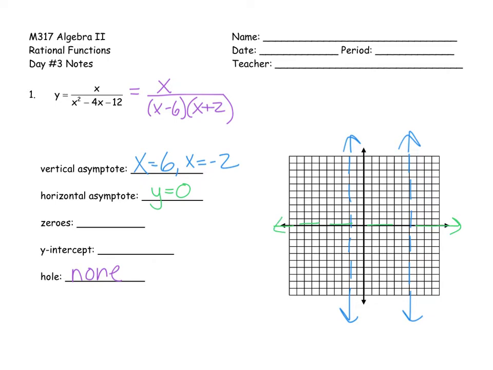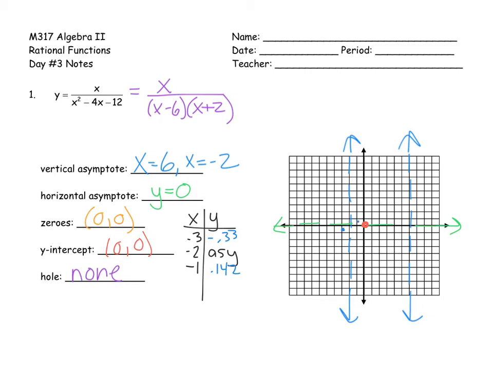Okay, for my zeros, I'm going to set the numerator equal to 0, which is going to give me 0. So (0, 0) is actually going to be my x-intercept and my y-intercept. Okay, now I'll go ahead and make an xy chart. I'm going to put my vertical asymptotes in the middle. If you plug in -3 on your calculator, you're going to get -0.33. When I plug in -1, I get 0.142. So I'll go ahead and put those points on my graph.